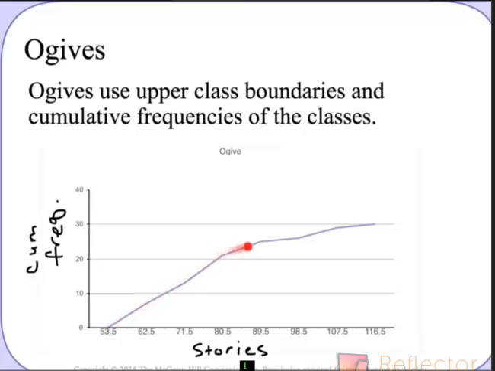Notice how this is going up. It starts at 0 and it's going up. It's not at a constant rate that it's going up, but it's always going up until we hit our n, which is 30. That is how an ogive is always going to be. It never goes back down. It's a constant increase.